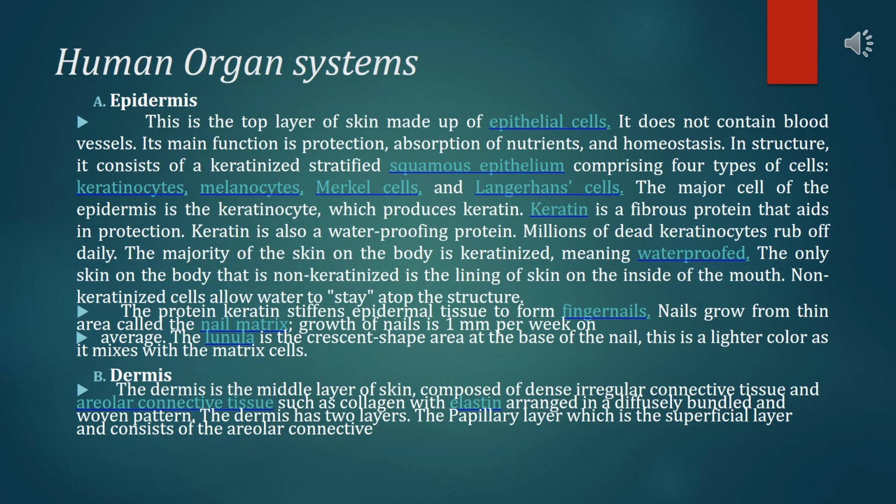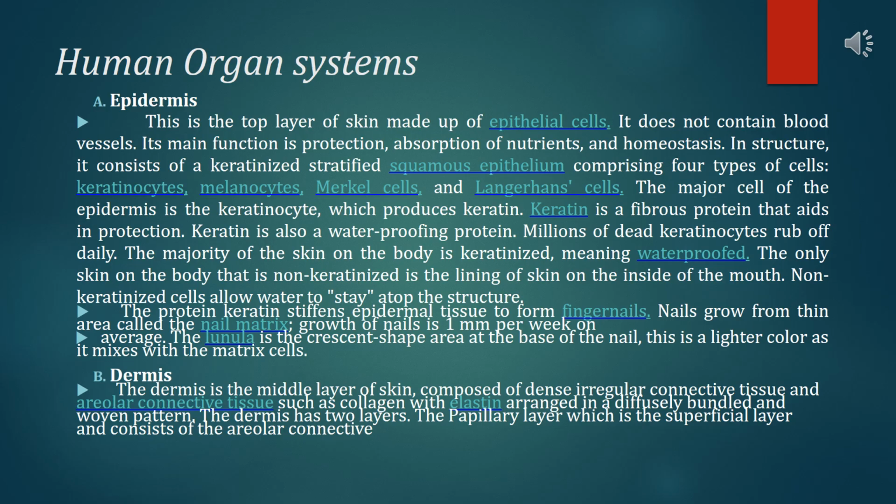Keratin is a fibrous protein that aids in protection. Keratin is also a waterproofing protein. Millions of dead keratinocytes rub off daily. The majority of the skin on the body is keratinized, meaning waterproofed. The only skin on the body that is non keratinized is the lining of skin on the inside of the mouth. Non keratinized cells allow water to stay atop the structure.